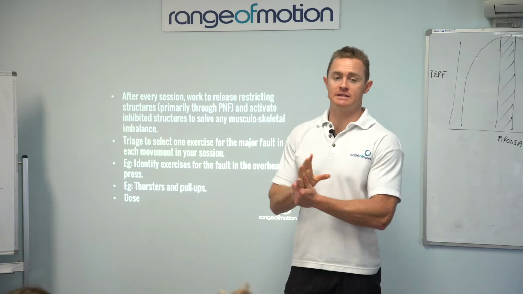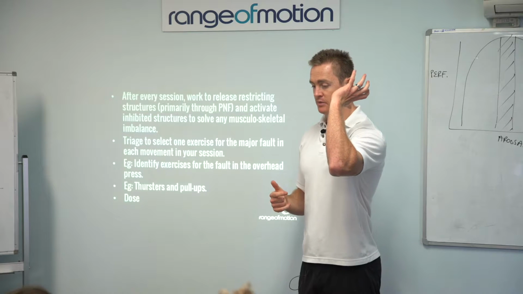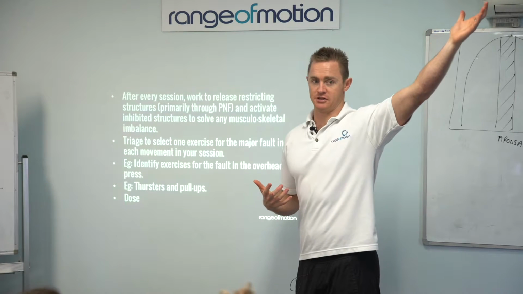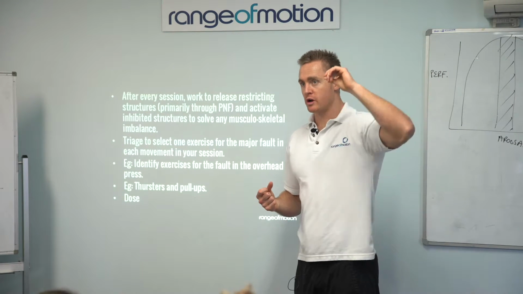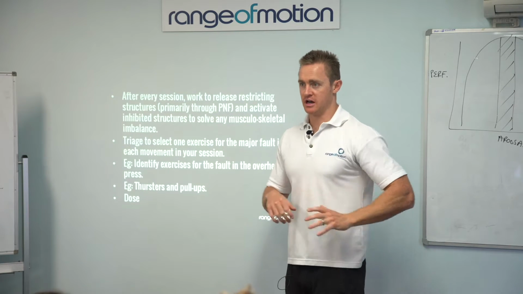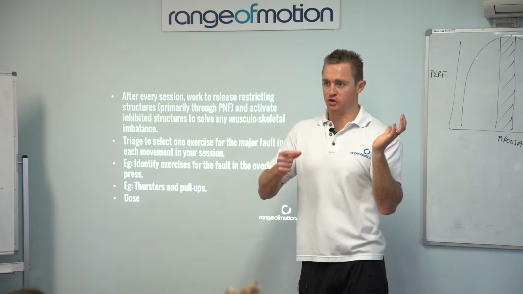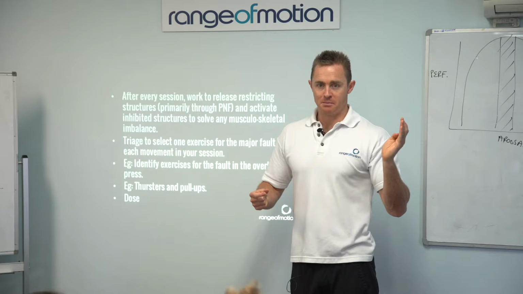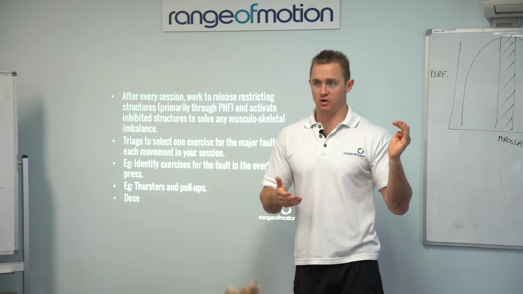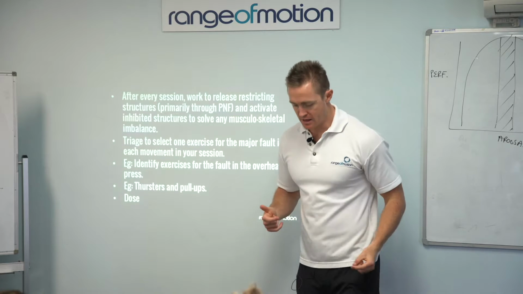Okay? So if we look at an example of thrusters and pull-ups, the thruster contains the front rack position, a squat, and an overhead position. So triage the greatest issue in each of those positions. Front rack position, what's the biggest problem? My elbows are dropping. I'm going to do something to fix that problem, be it PNF to release or stability strengthening to improve the stability or strength.